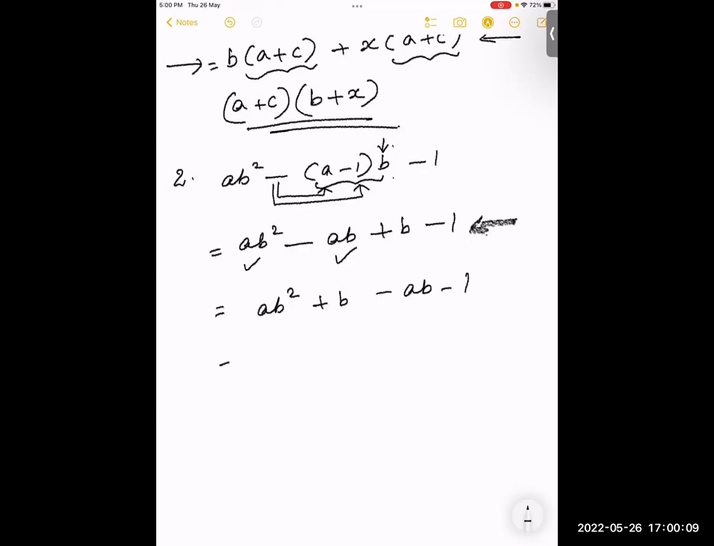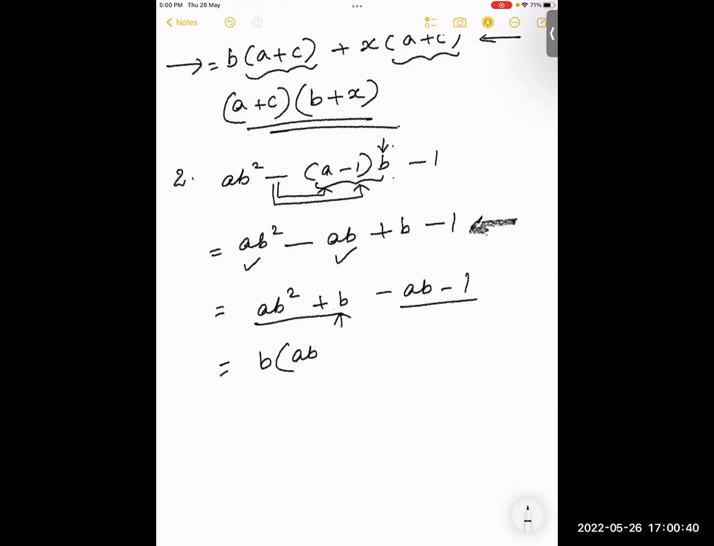Now here, what is common in this group and this group? B is common. Okay, fine. I'm taking B out. What is left? AB. And then minus A minus 1. No. Ma'am, I took that B out, right? Whichever way I take, this is a very straightforward question, it is going to be correct only.